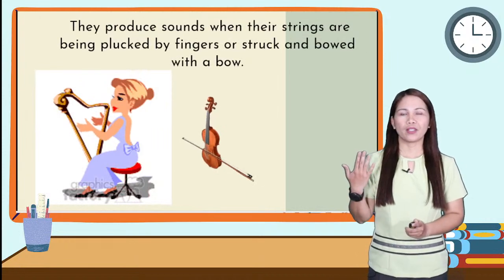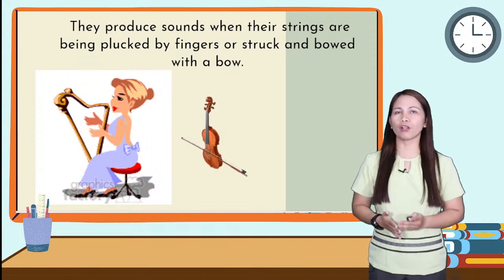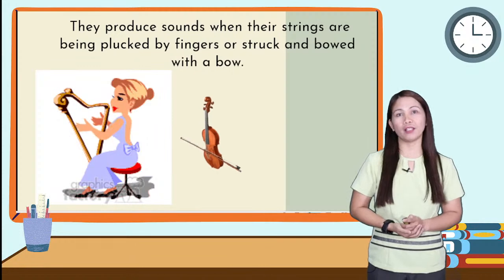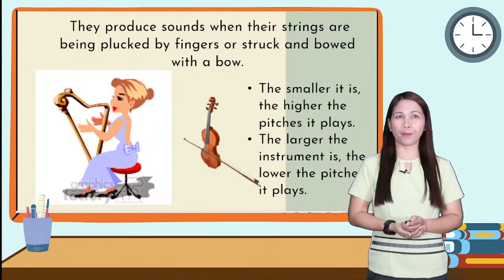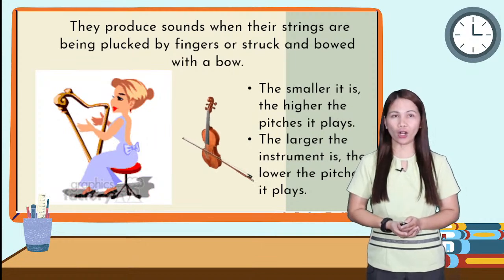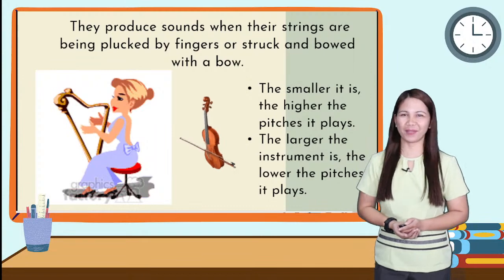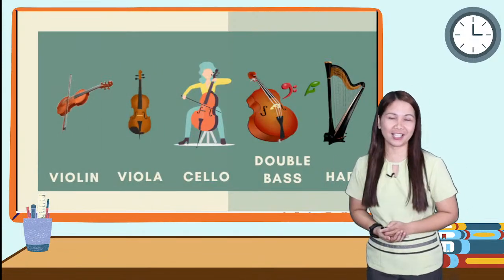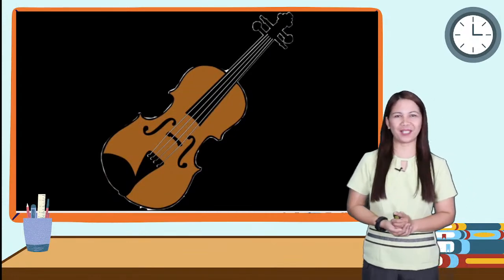Strings produce sounds when the strings are plucked by fingers, struck, or bowed with a bow. The smaller the instrument is, the higher the pitches it plays. And the larger the instrument is, the lower the pitches it plays. So are you ready? Let's start the first clip.